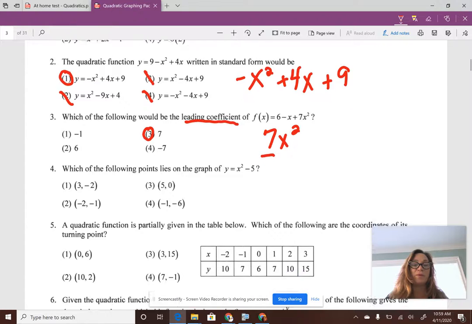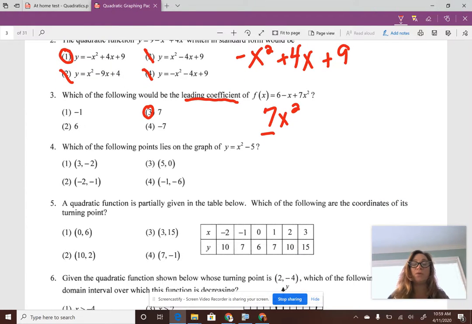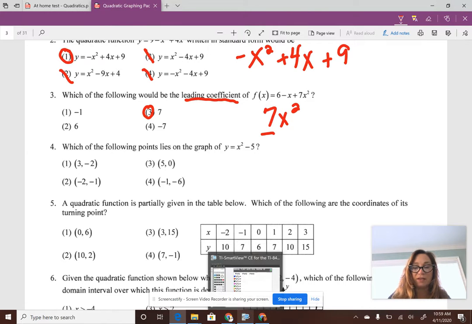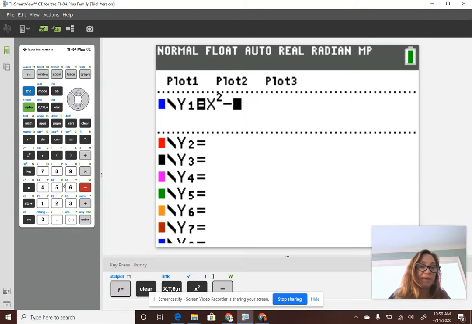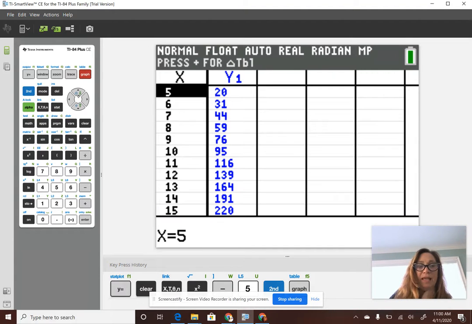Which of the following points lies on the graph x squared minus 5? So I'm going to use my calculator. I'm going to type in x squared minus 5. And I'm going to go straight to the table. And I'm looking for which of these points is on there.